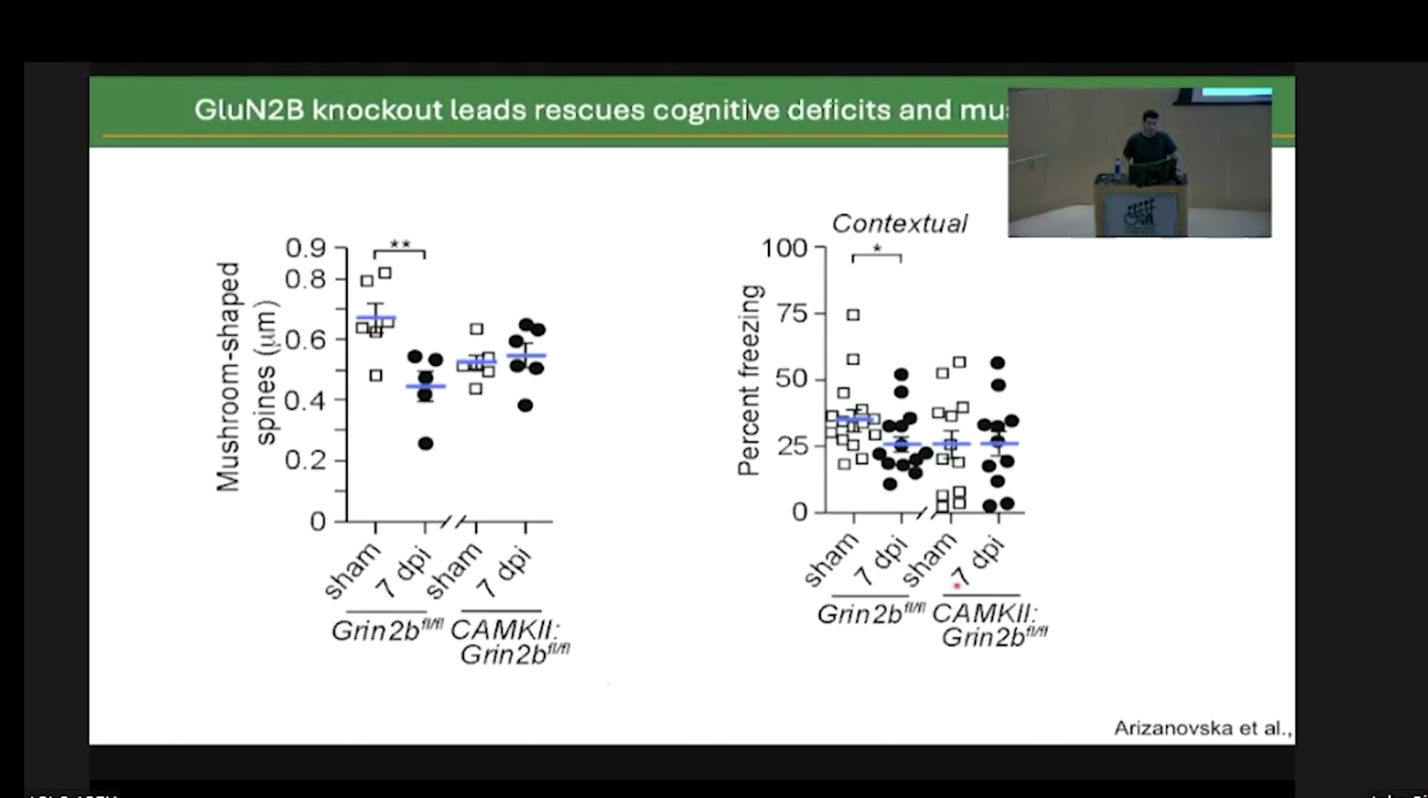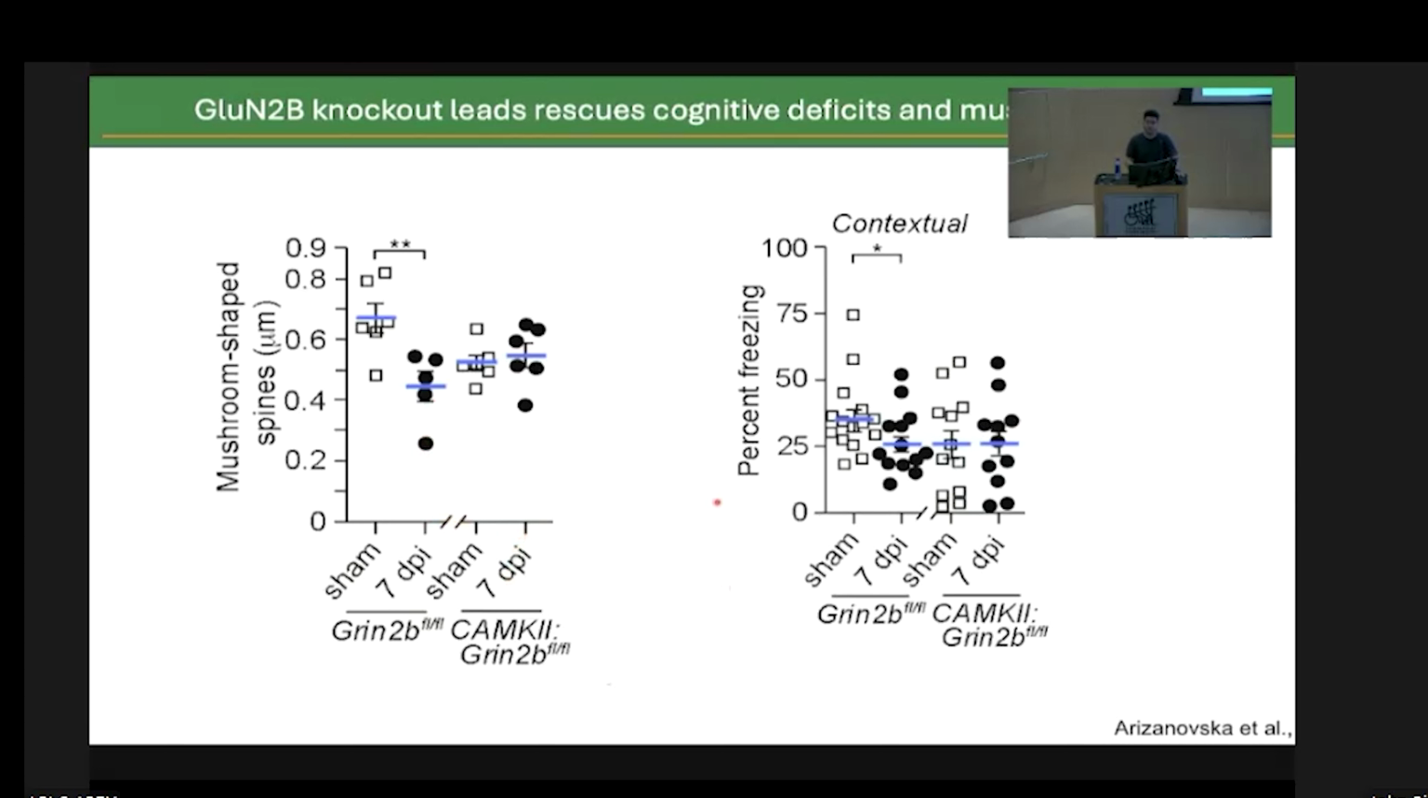So next, we wanted to do a loss of function study. So we used a knockout model of gluN2B. This knockout model is a neuronal knockout of GRIN2B, which is the gene name for gluN2B. What we see in our control groups at 7 days post-injury in our mushroom spines is that we lose a significant amount of these healthy mushroom spines. But when we neuronally knock down gluN2B, we're able to rescue these deficits.